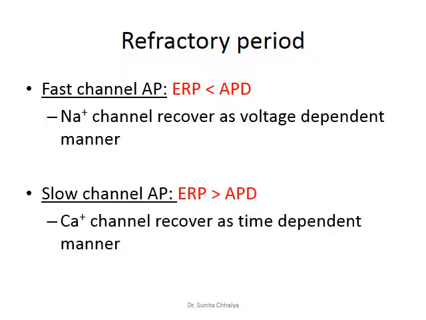While in a slow channel action potential, the effective refractory period is longer than the action potential duration. For a slow channel, calcium channels are mainly responsible, as the calcium channels recover in a time dependent manner. That means even if the membrane potential has returned to a normal or resting level, they cannot be stimulated till a specified time duration. So we can say that their effective refractory period is longer than the action potential duration.